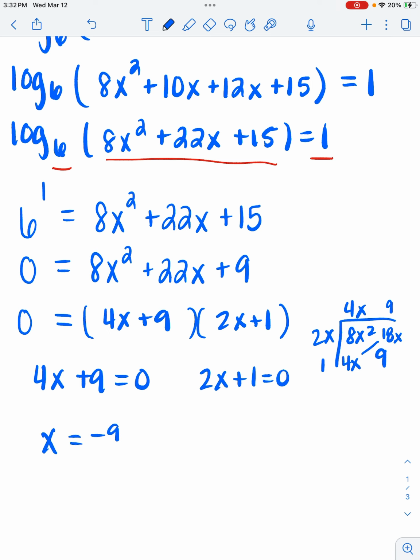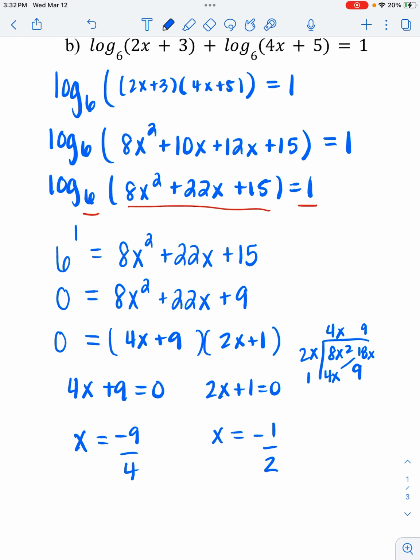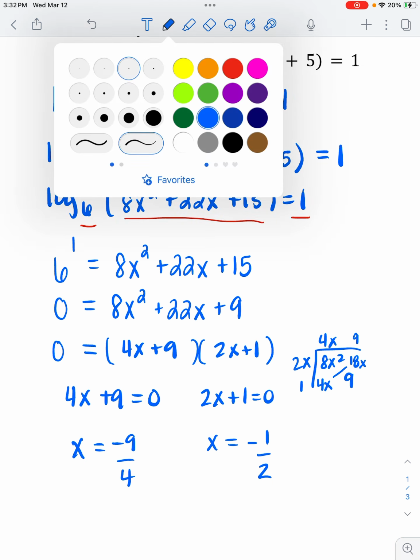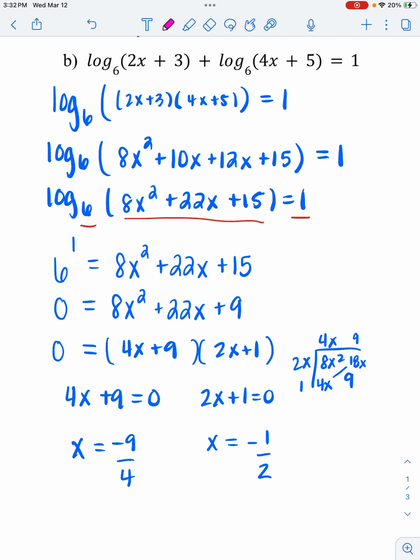So I get negative 9 over 4 and negative 1/2. Now, a lot of people think these are both negative numbers, so they're both extraneous, but that's not the case. It's all about substituting it back in. So when you substitute it back in, the negative 9 over 4, log base 6, negative 9 over 4 is negative 2.5. So if you multiply, do you get a positive or do you get a negative? Negative 2, okay, plus 3, you end up getting a positive, so that's fine.